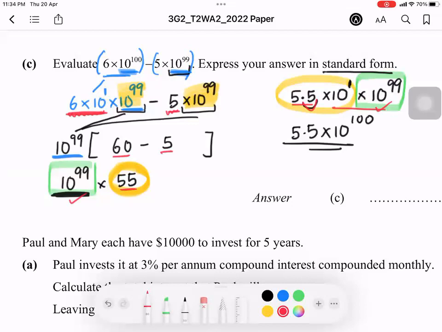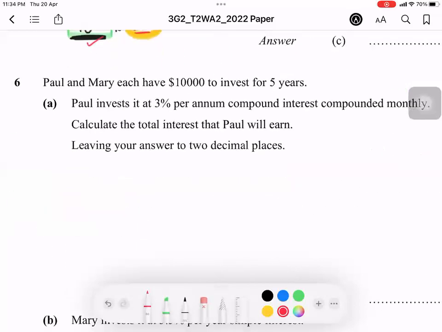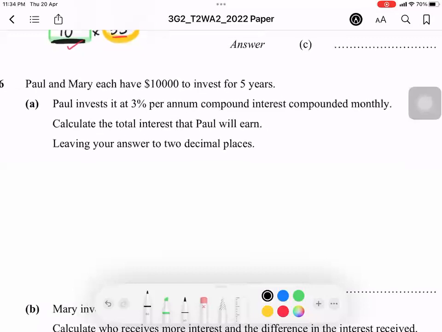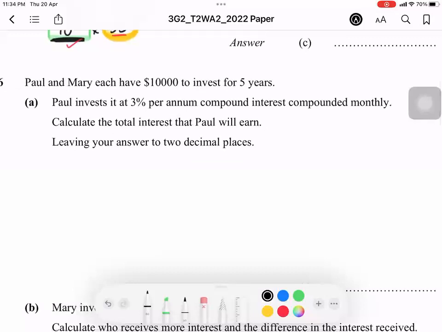Okay, I'll move on to the next part of the question. Next question. Paul and Mary each have 10,000 to invest for 5 years. Paul invested at 3% per annum compound interest, compounded monthly. When it says compound monthly, what does this mean? It means everything must change to month.